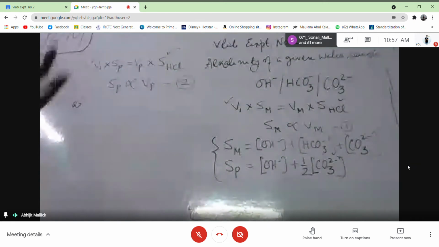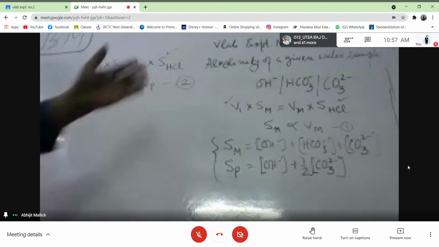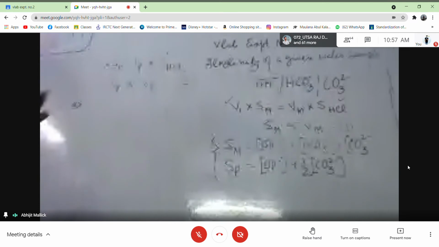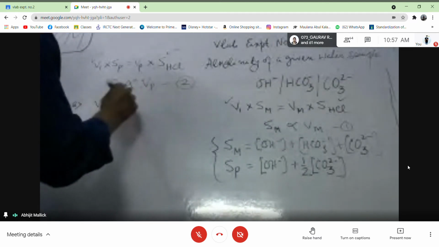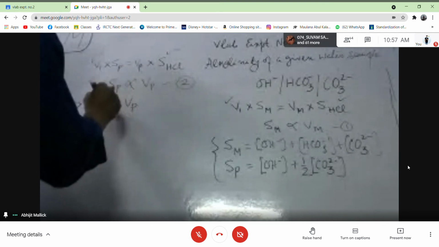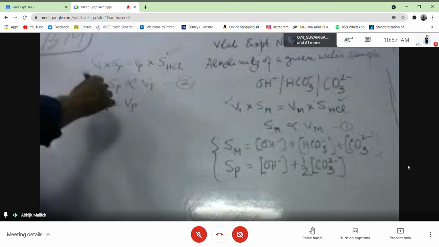What is the relation between SM and SP? SM is equal to SP. Now, using equation 1 and 2, we get VM is equal to VP. SM is equal to SP means equations 1 and 2 indicate that VM is equal to VP.